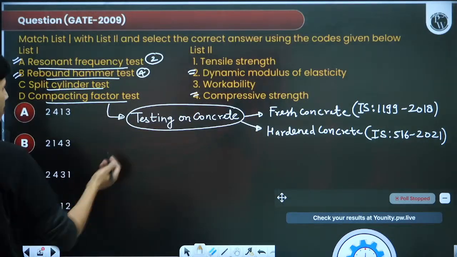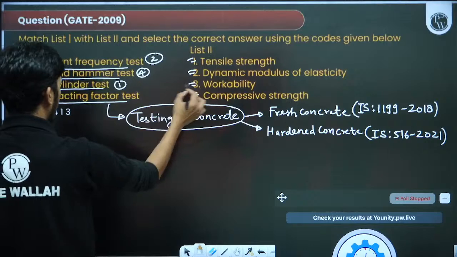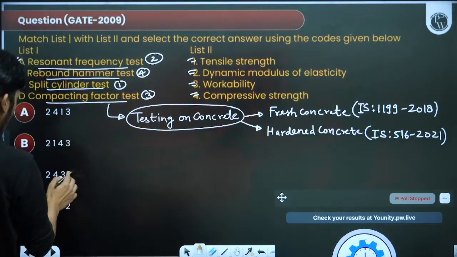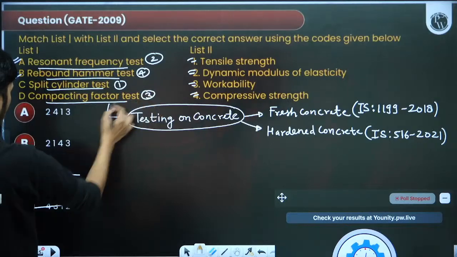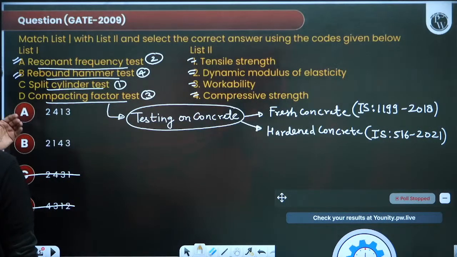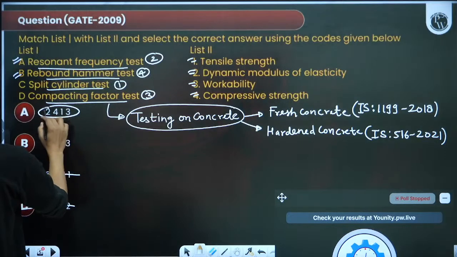Split cylinder test is done for the tensile strength, it is 1. And compaction factor test we know is for workability, it is 3. It is absolutely 3. So wherever there is not 3, we can directly cancel. At the last, in the D part, whenever there is not 3, I can cancel. Only one of A or B, correct? So 2413 is given in A part, so A is correct. This is wrong.